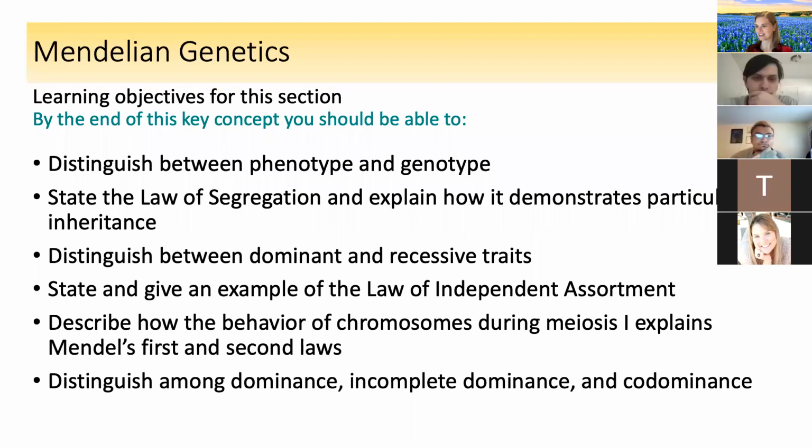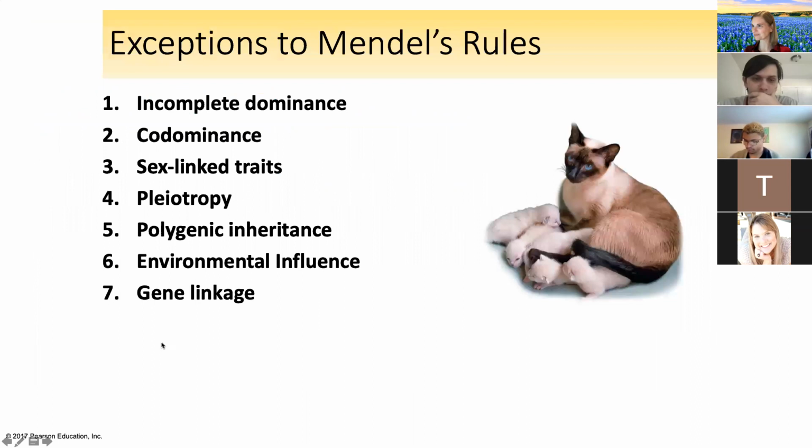Today, we're going to focus on distinguishing among different types of genetic patterns that can arise. So looking at things like incomplete dominance and codominance, and a little bit of some environmental factors. So stuff I think is kind of fun when we start looking at genetics.